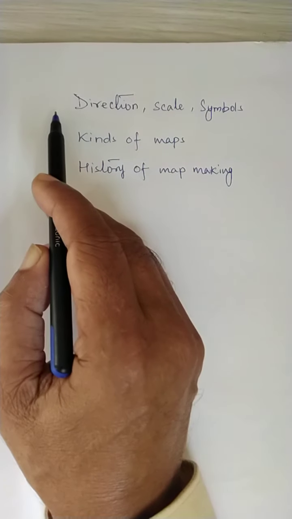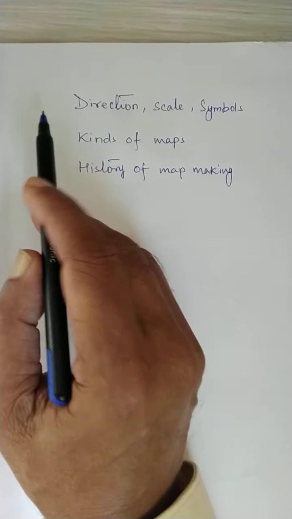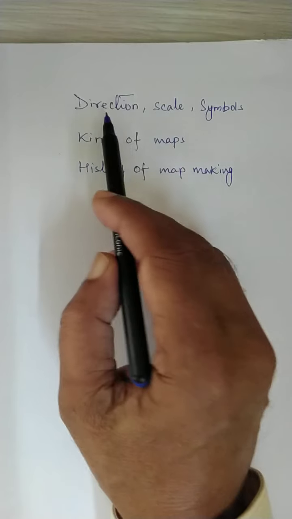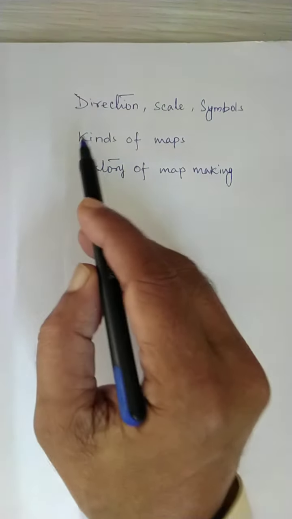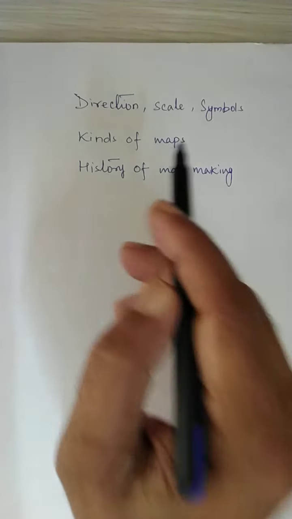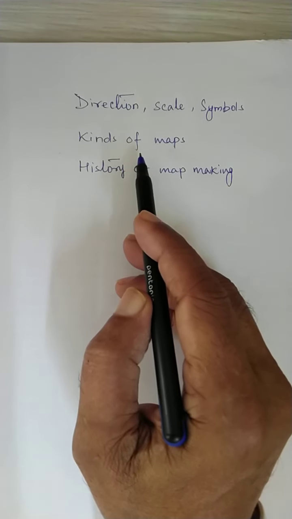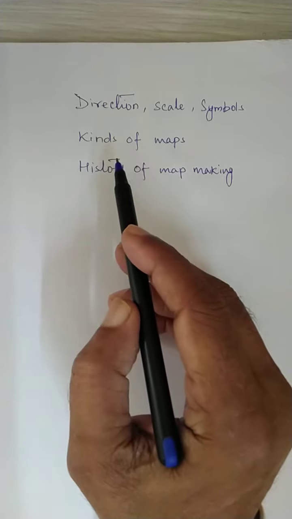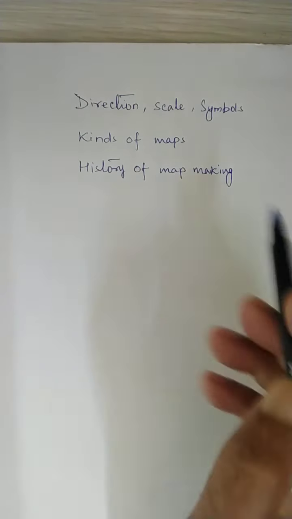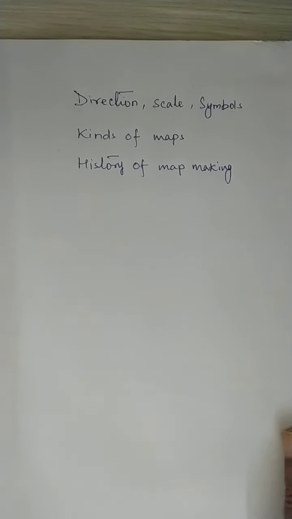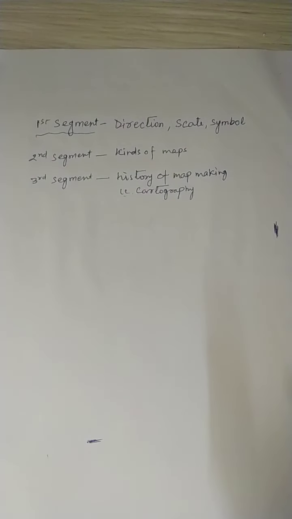But in the first segment, we are going to study the basic language to study maps, which includes direction, scale, symbol. And in the second segment, we will study about kinds of maps, for example, political map, physical map, thematic map, etc. And then in the last segment, we will study about the history of map making, that is cartography. So let us start the first topic, and that is direction.